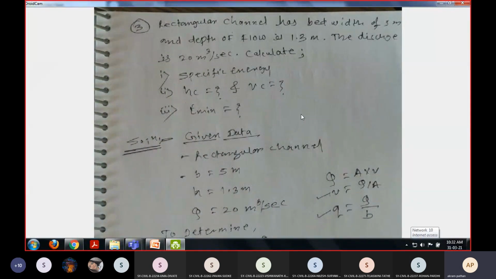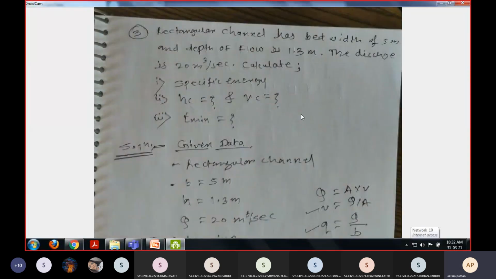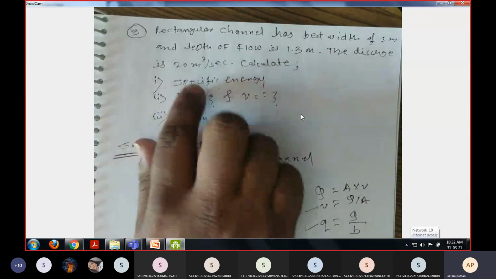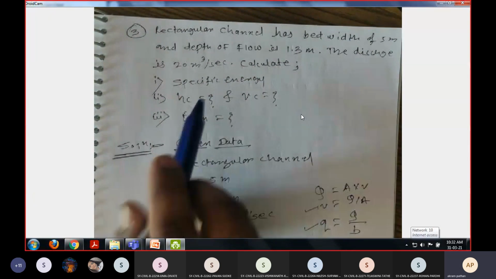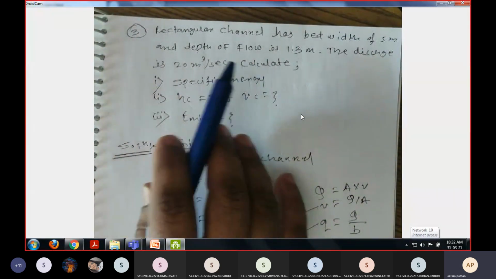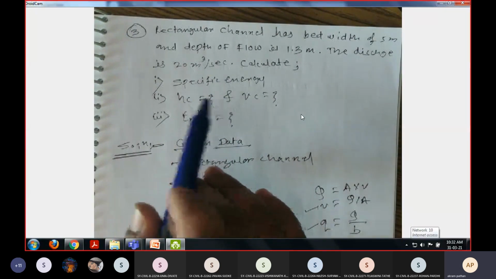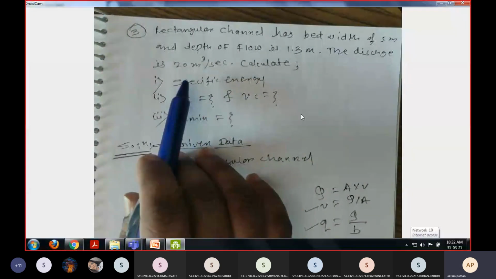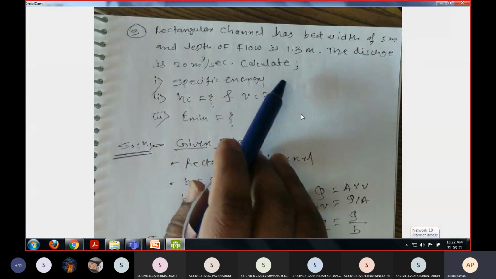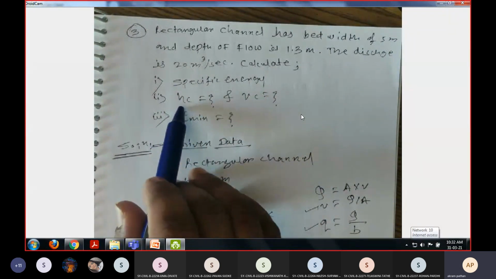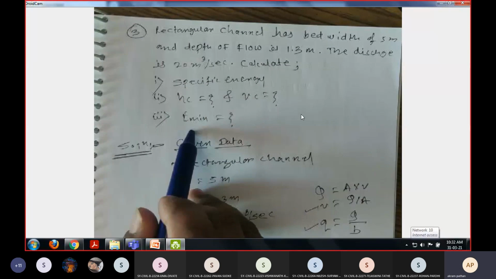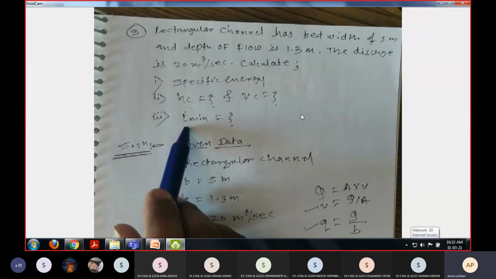So these are the things we saw in the last lecture. We have a problem: a rectangular channel of width 5 meter and depth of flow 1.3 meter. The discharge is 20 meter cube per second. Calculate specific energy, critical velocity and E minimum, that is the specific energy minimum.